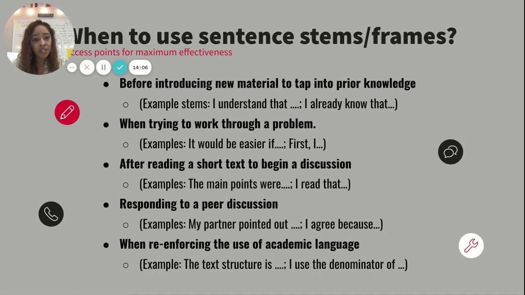Can you think of any more examples? Pause the video and take a moment to jot down these ideas here, or your own ideas on page 4 of your notes, and then we'll resume shortly.